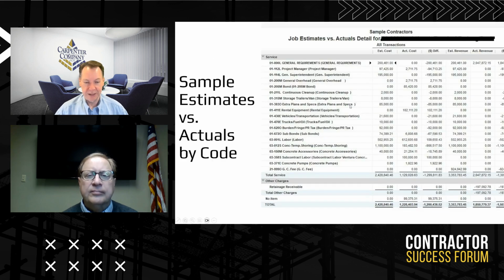Now, ultimately, what we're trying to do is take all these cost codes, and this is sort of the upper level. If we can get our estimates in there and we can have estimated revenue and our estimated costs when we start the job, and we know that this particular line item, that temporary shoring, they had $1.1 million on that one, and they've already burned off 193,000.